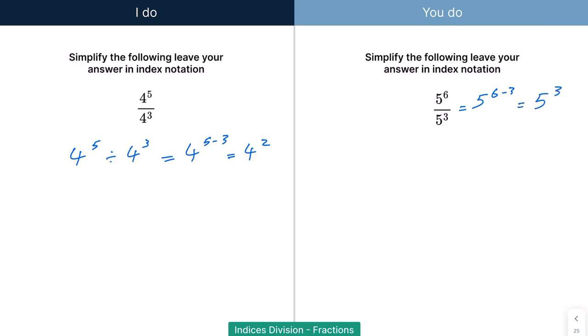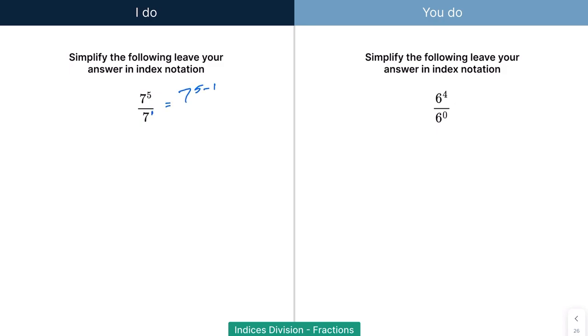That is 5 cubed. And again, with this, the power is missing down here, so I'll add the power in, so that'll just become 7 to 5 minus 1, which is 7 to the power of 4, and then on the right, we're just subtracting, so it'll be 4 take away 0, so 6 to the power of 4 take away 0, and that's just 6 to the power of 4.